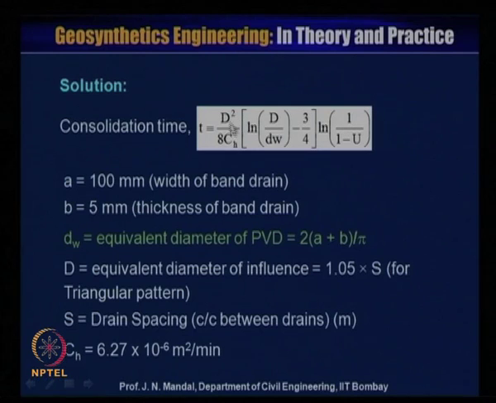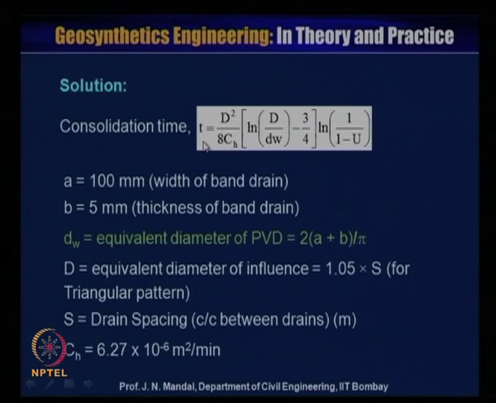so we know what is D. Let us say D is equal to 1.5 meter spacing. So CH value is known, 6.27 10 to the power minus 6, and DW value also you know, because 2 into A plus B by pi, that is 2 into 100 plus 5 by pi. So you know DW, you know D, and you are considering 60% consolidation, then U is 60. So you know D by DW, you know CH, you know D, so you can calculate T.